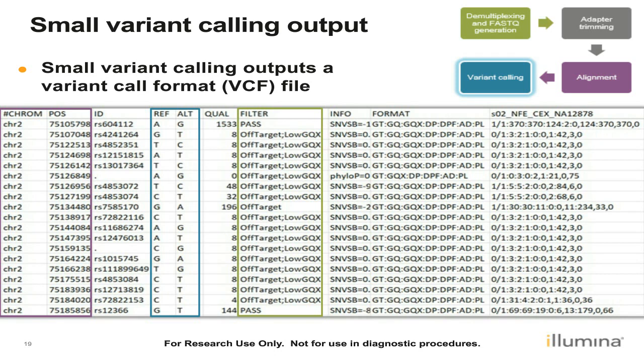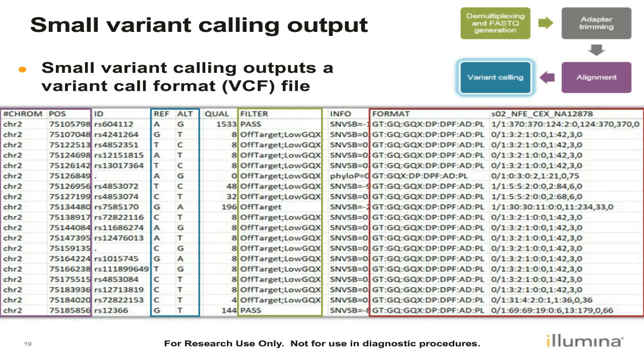As I mentioned before, if the variant is identified outside of the target region defined in the manifest or bed file, it will be printed as off target. So it might be something that is the true variant, it's just not included within the defined target regions. And then something like low GQX would be low genotype quality. So that is another filtering step that the variants need to pass.